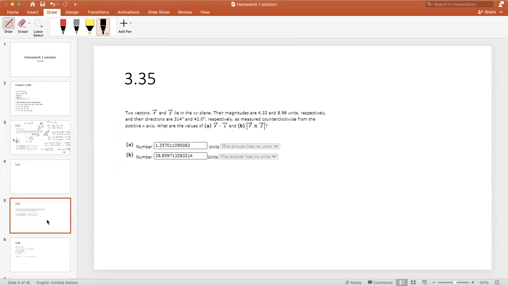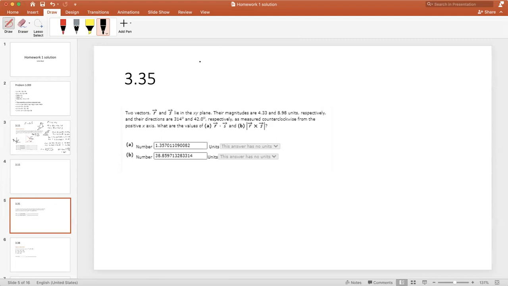Now, we have two vectors, R and S, and I'm going to draw them. We're given their magnitude and we're given their angle to the x-axis. Then we're asked to find their dot product and their cross product, specifically the magnitude of the cross product. It's going to be a vector, but we don't care that it's a vector. We just want a number from it.